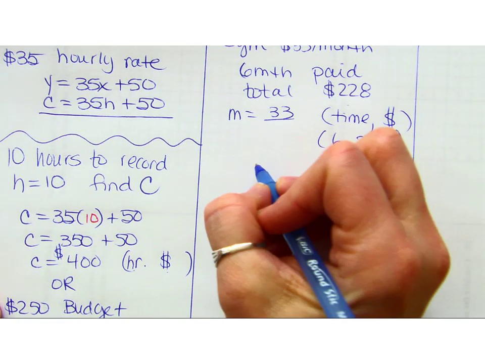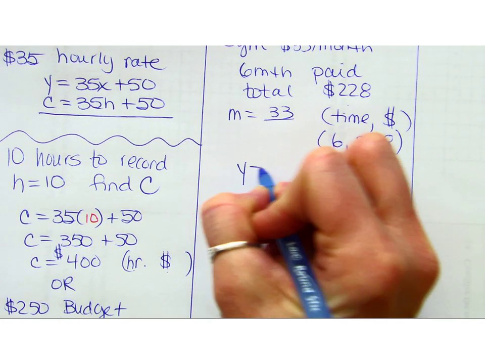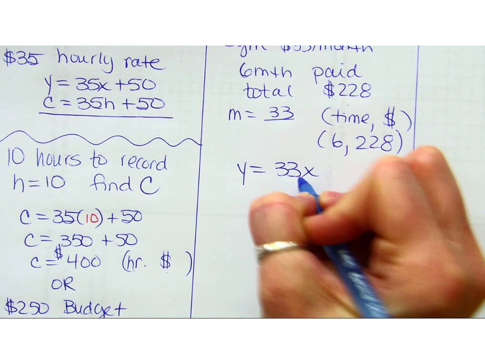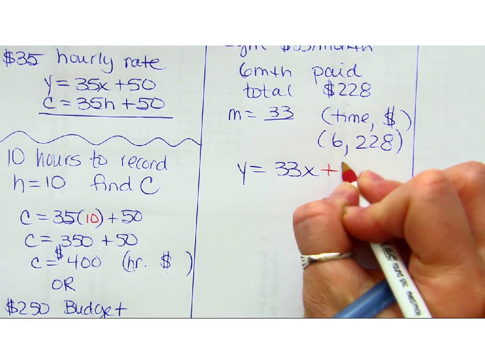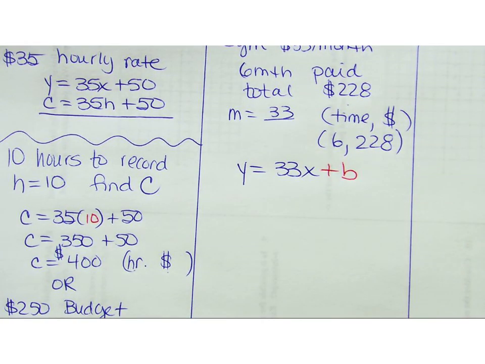So this is what I'm going to say. Y is equal to 33x plus, I don't know. Your friend really wants to know. They want to join with you, but they want to know. They only have $15 right now to join. If they have $15, can they walk into this gym and be a member? I don't know. Let's find out. I won't know until I solve for B.